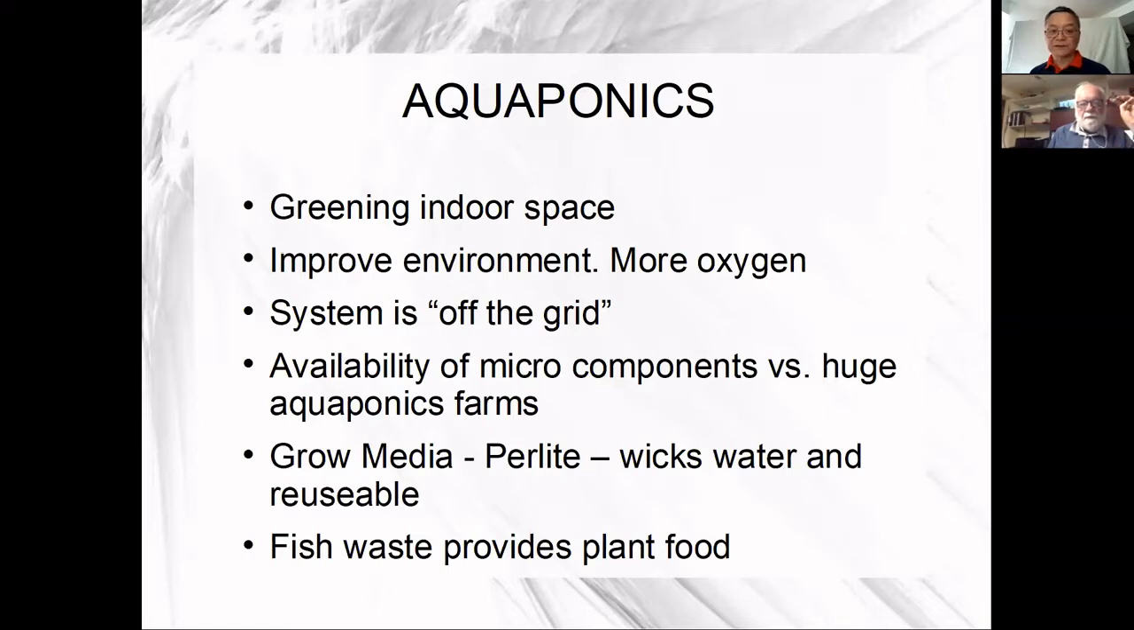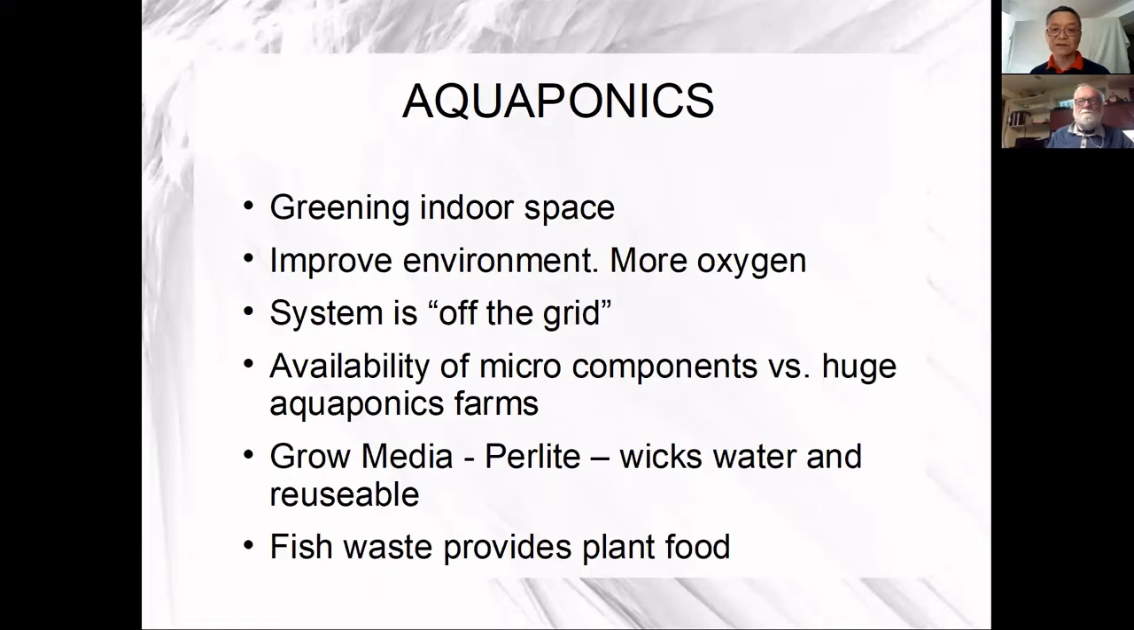And I use perlite for my pots. The main reason is because it wicks water up to the roots of the plants. I don't have to water the plants themselves. I can just pump water into the tray and the water will wick up. Perlite's also reusable. It's a volcanic rock. Basically, you can take it, wash it out, and reuse it again.